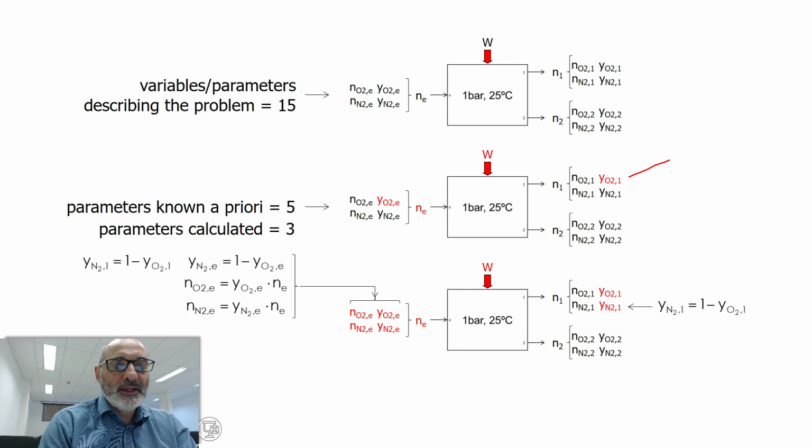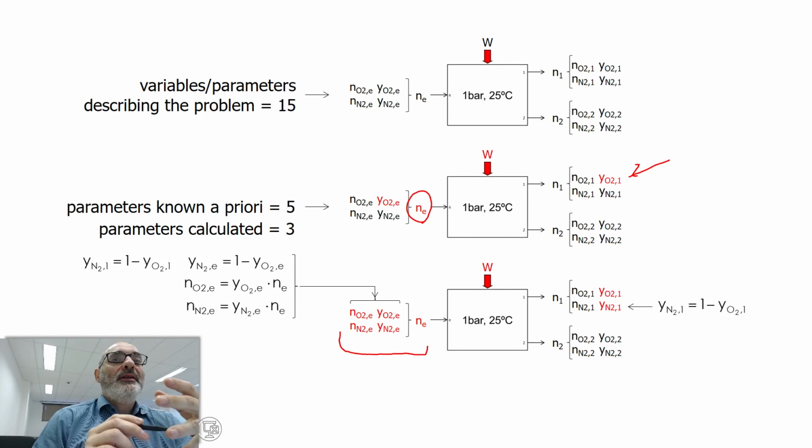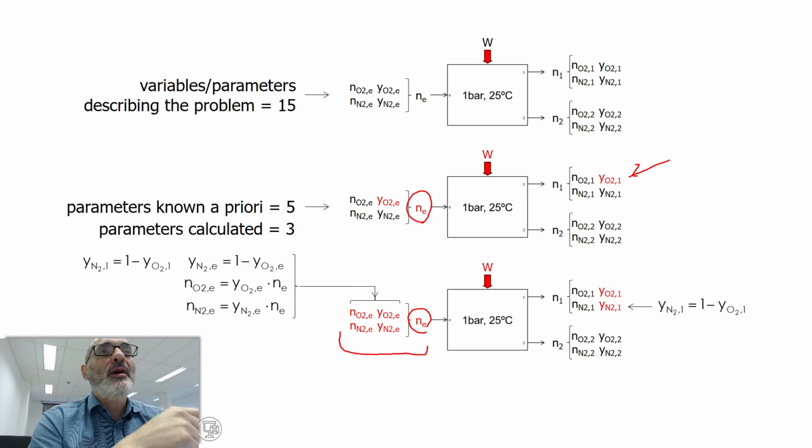I don't know if you see, but I'm highlighting in red the variables that I know a priori, that I don't have to solve a mathematical problem to calculate. So I know all input conditions. This is simple. Concentration of air and nitrogen and molar flow rate, because this is fixed. This is determined by the amount of fuel that I have to burn.